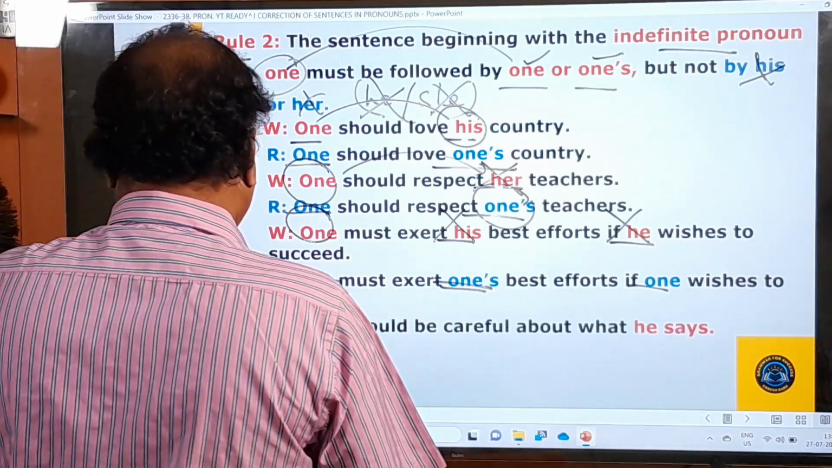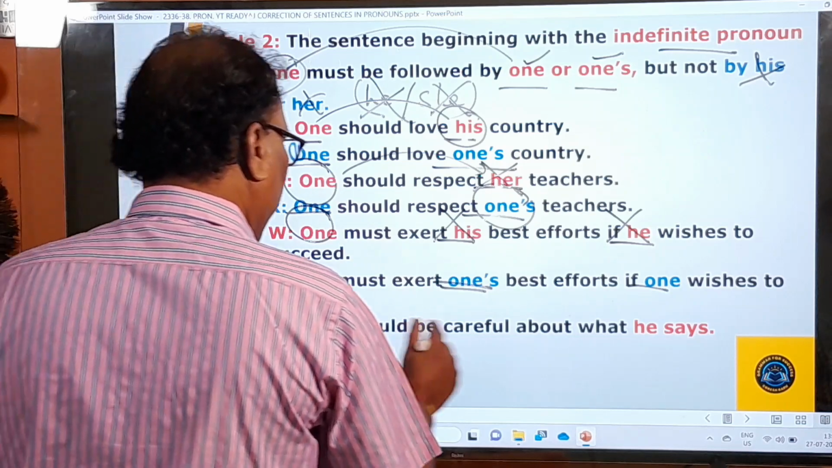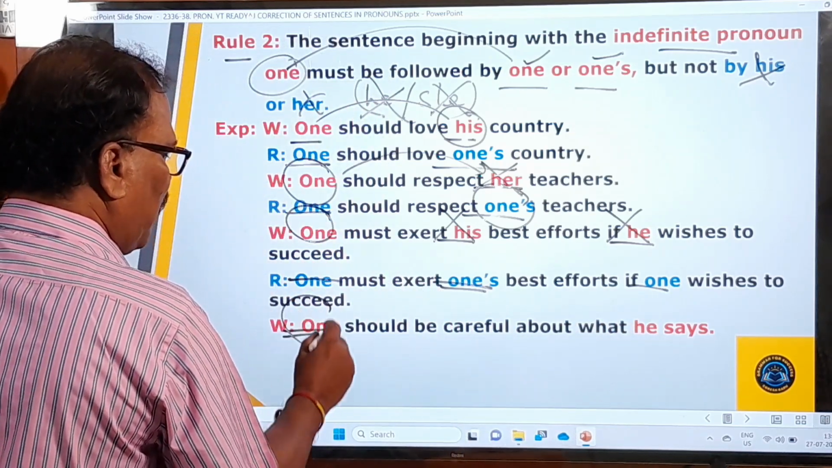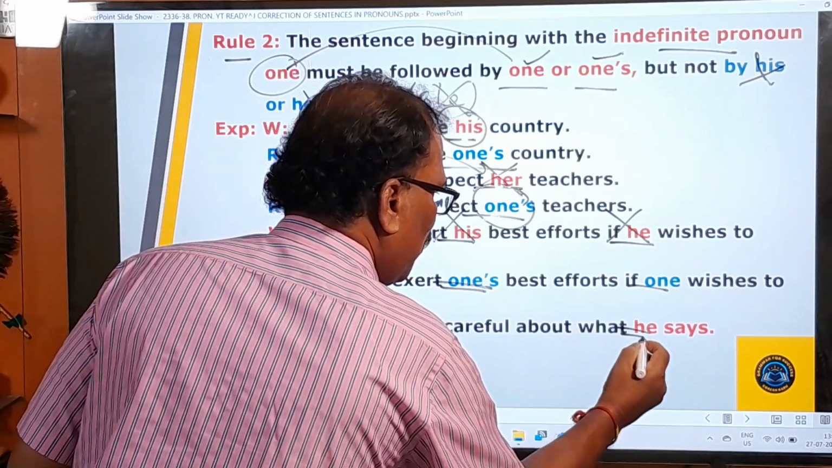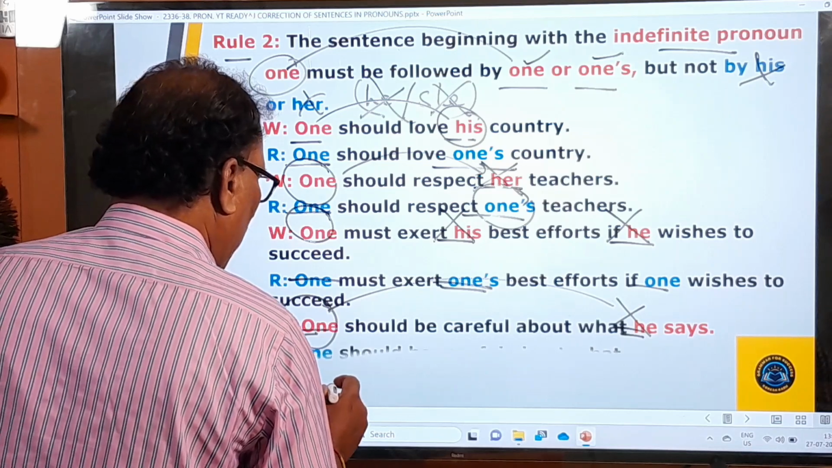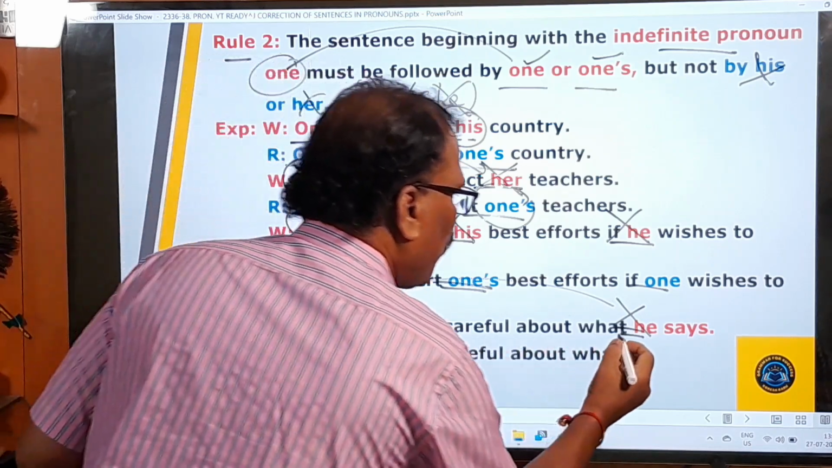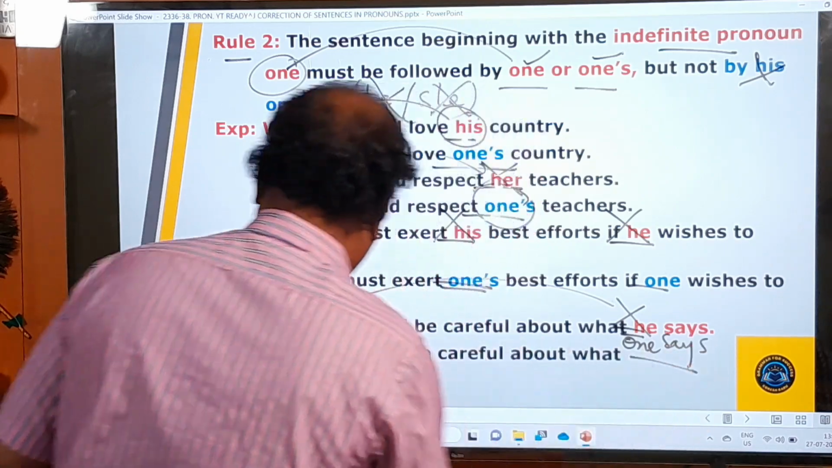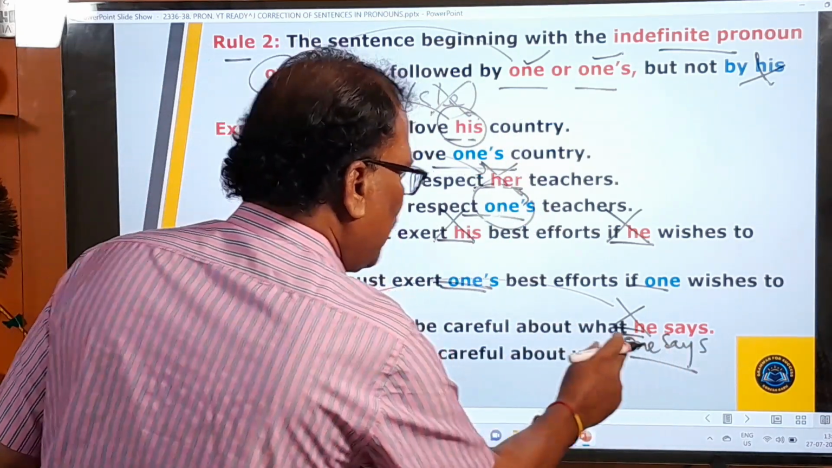And here: "One should be careful about what he says." The sentence is beginning with "one," and here again "he" is used. It should not be correct. What should we do then? "One should be careful about what one says." So "one says" should be there.